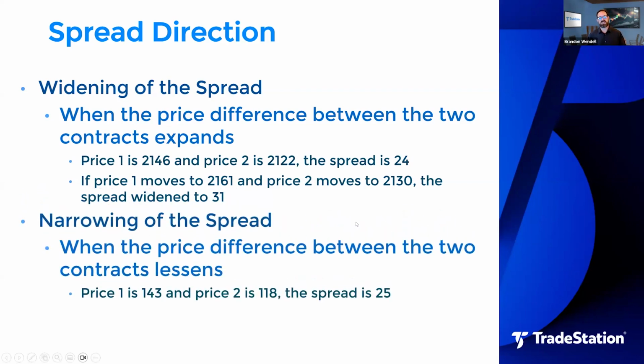Now we have also the narrowing of the spread. Sometimes the spreads are too far apart. A lot of times you'll see that gold will move and silver won't, or silver might move and gold won't. Well, they are highly correlated securities. They normally move very close to each other.